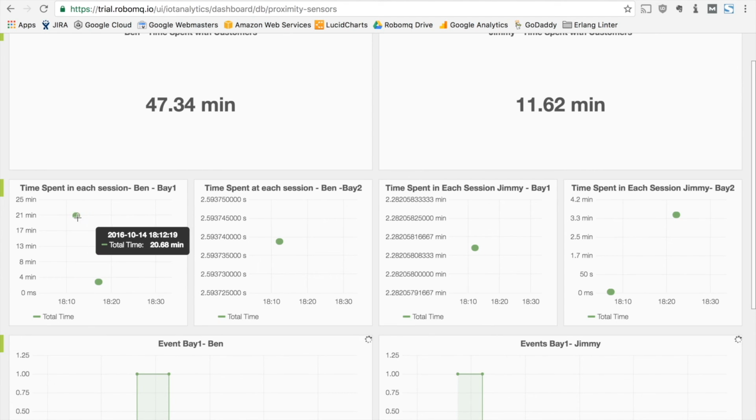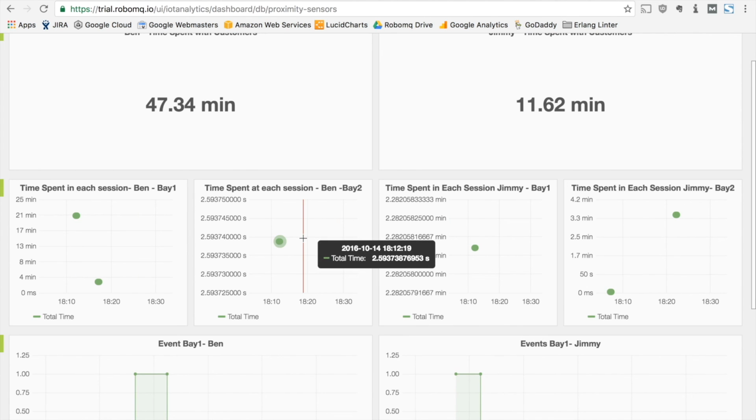So at a high level, a manager can make a pretty good decision that Ben has had more customer satisfaction since he has spent more time with the customers.